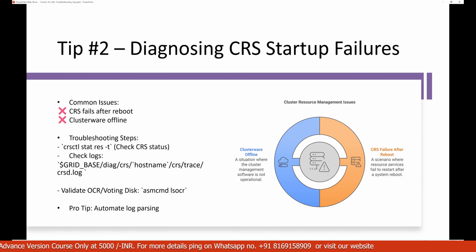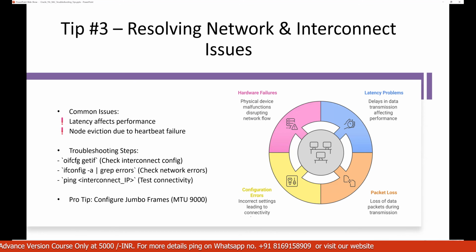Or maybe the best option is to have jobs running from OEM that will notify whenever there's a problem associated with CRS being offline. If any service goes down, or during startup it gives some error, you can always schedule those jobs within the OEM utility. Now, the next step that we are talking about is how to resolve the network and interconnect issue.